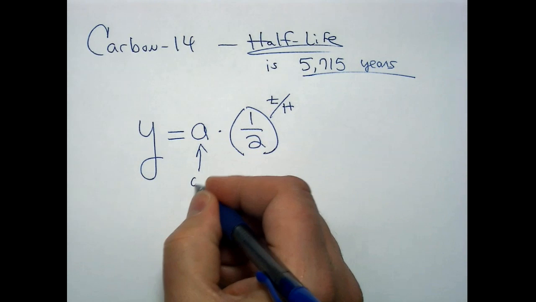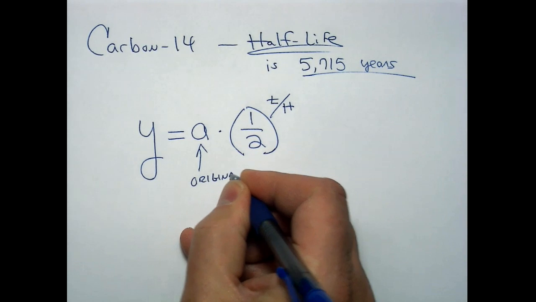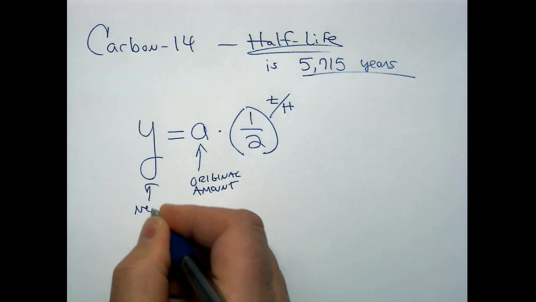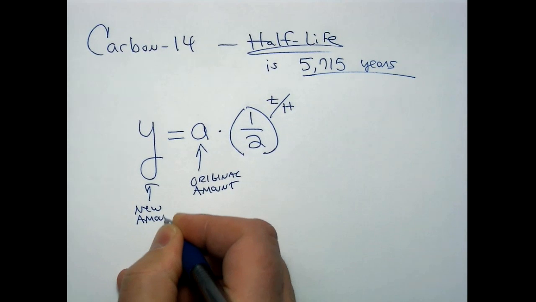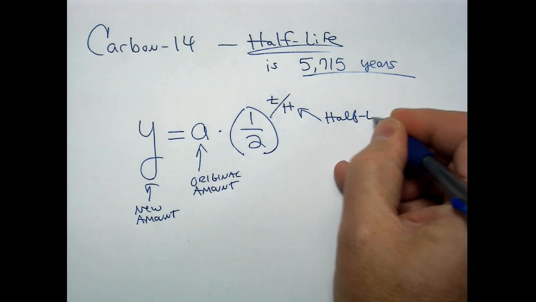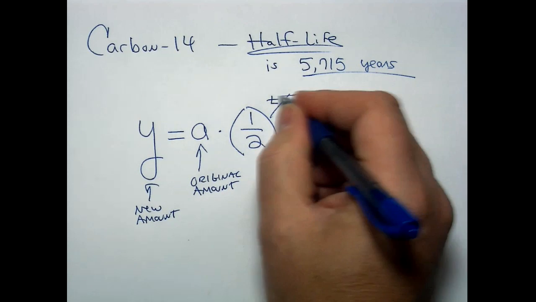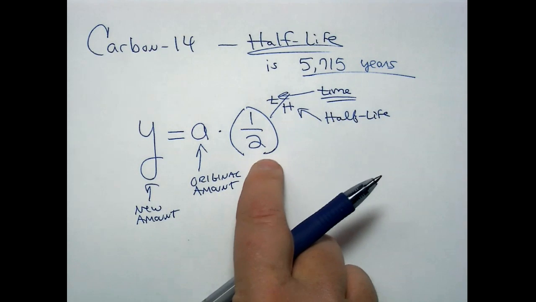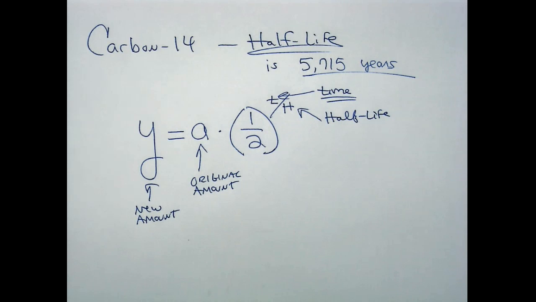So this is the original amount. This is the new amount. This is the half-life of the radioactive material, and this is basically the amount of time that you wait. And this particular problem certainly does not use base e.